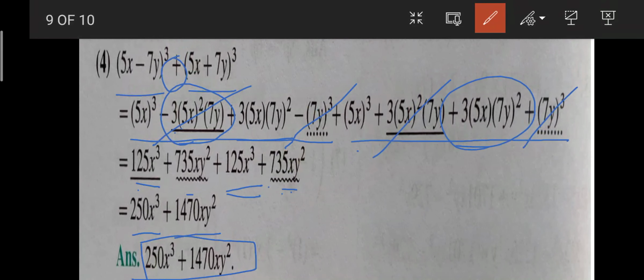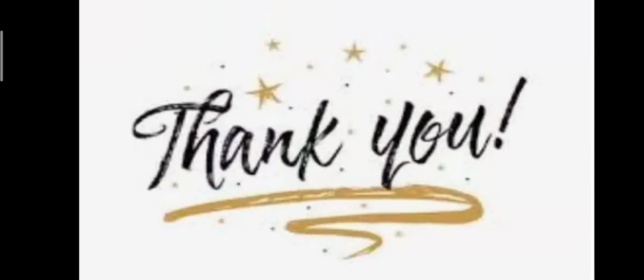Now the next exercise that we will do, before that we will see the formula.